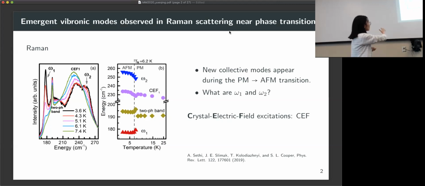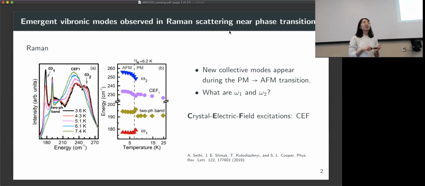What's on the leftmost and rightmost are the omega-1 and omega-2 peaks. These 2 peaks only occur during the phase transition. On the right-hand side, we have this panel where they plotted the positions of all these 4 peaks. The y-axis denotes the energy, the x-axis is the temperature, and the dashed line is the Néel temperature. On the left-hand side, you have the AFM state, and on the right, you have the PM state. So you see that omega-1 and omega-2 only appear during this PM to AFM phase transition.